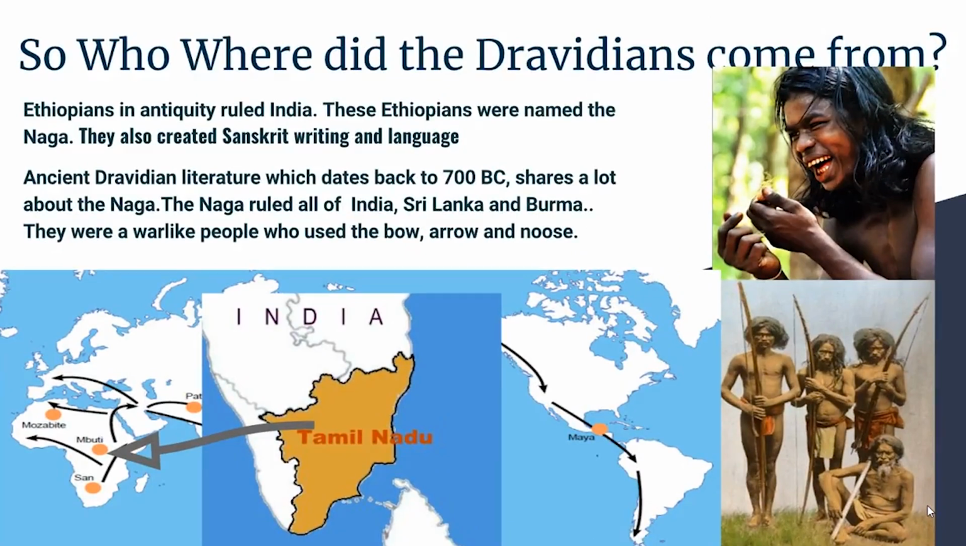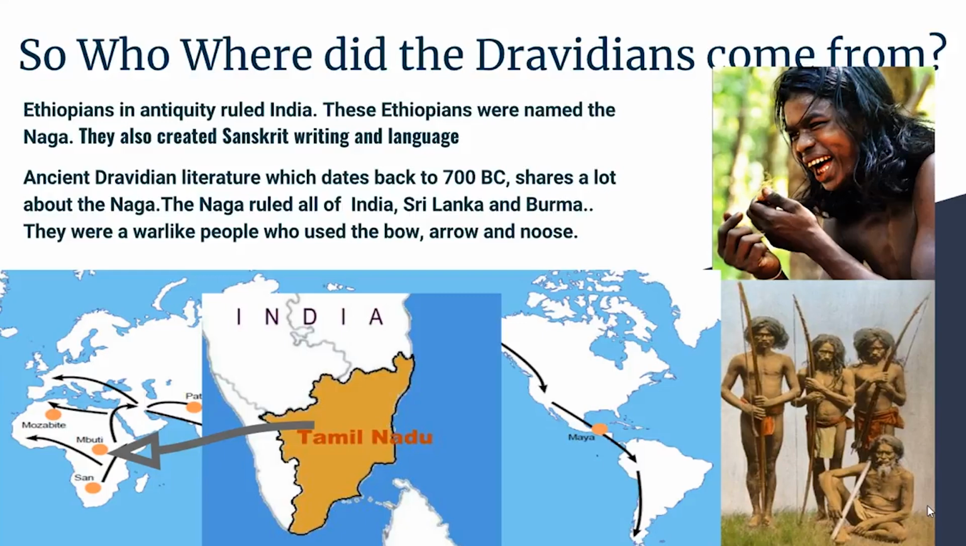These Ethiopians were named the Naga. There's a lot of debate around this word Naga. There was an astronomer called Asagan. If you reverse his name, he copies it from there. They also created Sanskrit writing and language. We should prove to you that Sanskrit uses an Ethiopian-based alphabet.